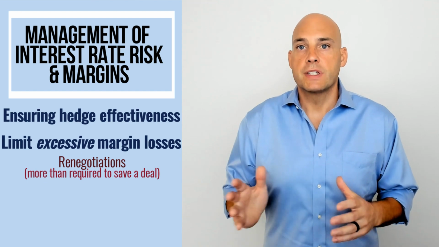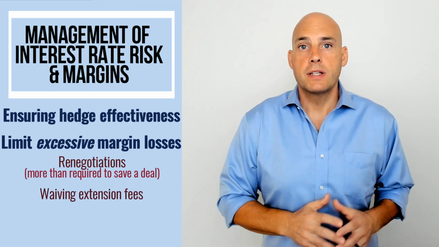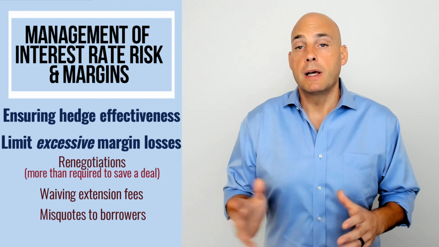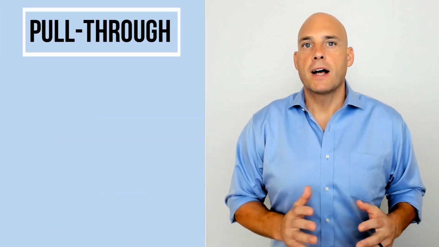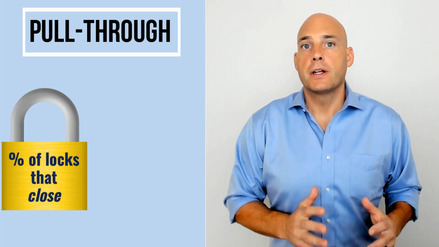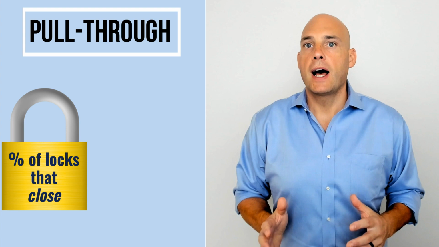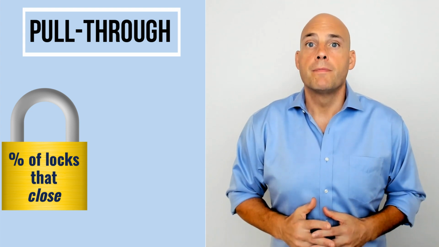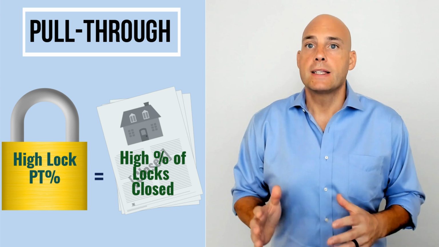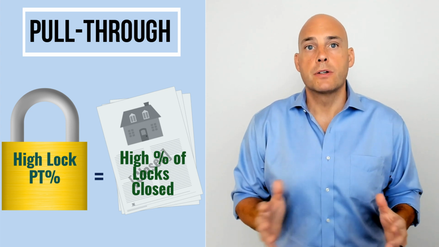Other examples of excessive margin loss include things like waiving extension fees, misquotes that need to be honored, operational errors, and more. Before we talk about how locks are hedged, we need to cover a few more definitions. Pull-through, as it relates to locks, refers to the percentage of locks that successfully move through the entire loan process and result in a closed loan. A high pull-through rate indicates that a significant portion of locks progress to closing.